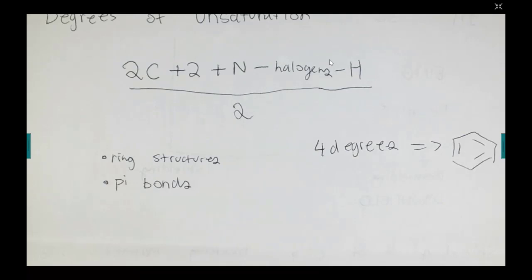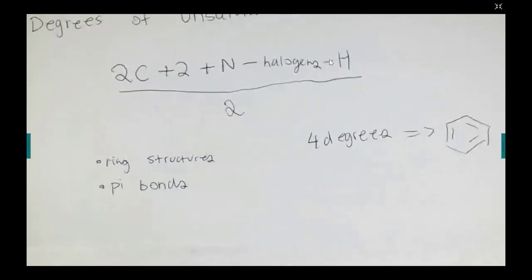But using your degrees of unsaturation and also those peaks, you're able to at least start figuring out what kinds of functional groups you're expecting. The second part to this is also splitting.